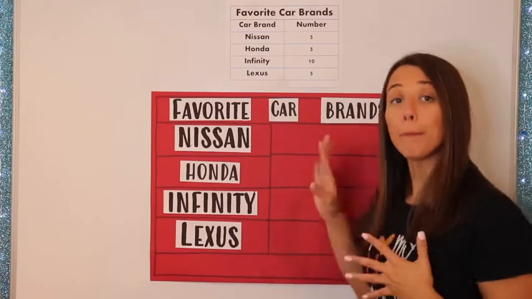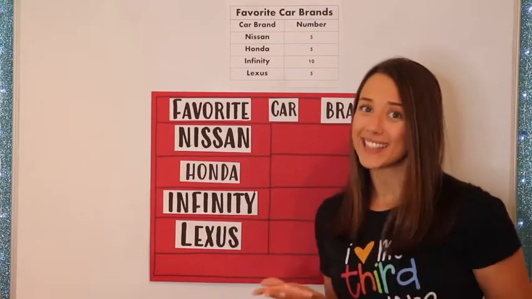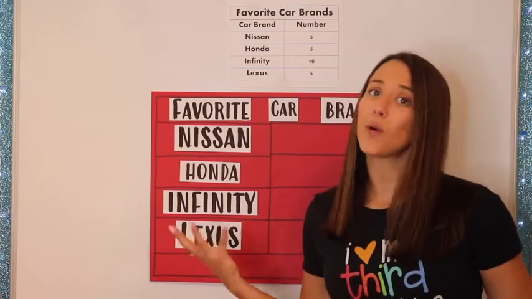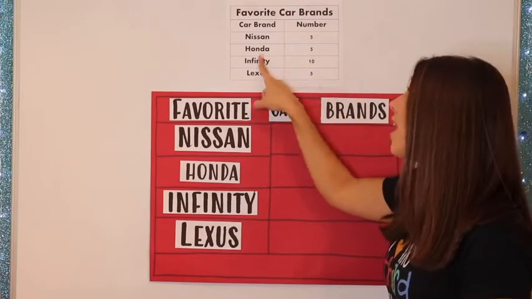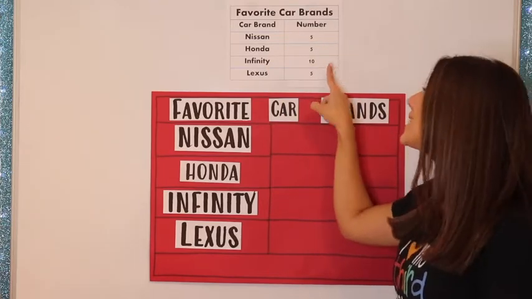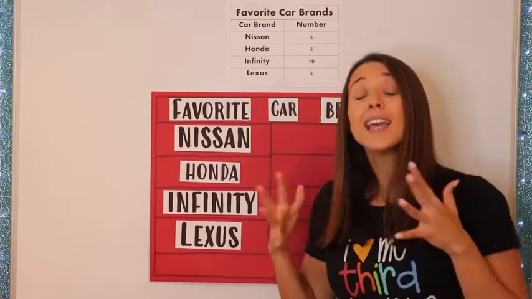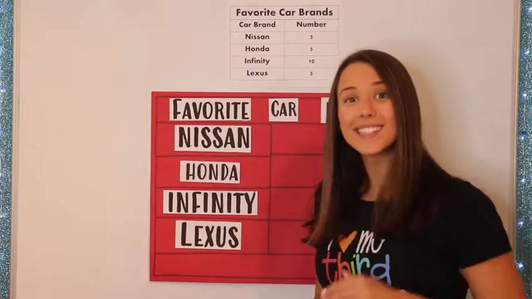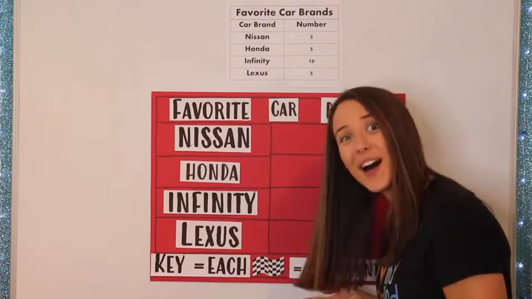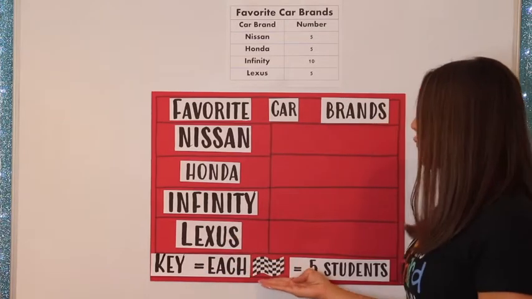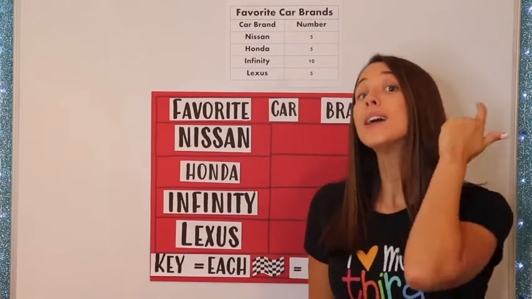Before I put the pictures on my graph, we need to create the key so I know what each picture represents. Let's look at my table and see the key that we are using. For Nissan, 5 students voted. For Honda, there were 5 students, Infiniti, there were 10, and Lexus, there were 5. So for my key, each flag is going to represent 5 students. Let's put it on my picture graph. Whoa, that looks awesome. My key says each flag represents 5 students. So we completed step 1, step 2, step 3.